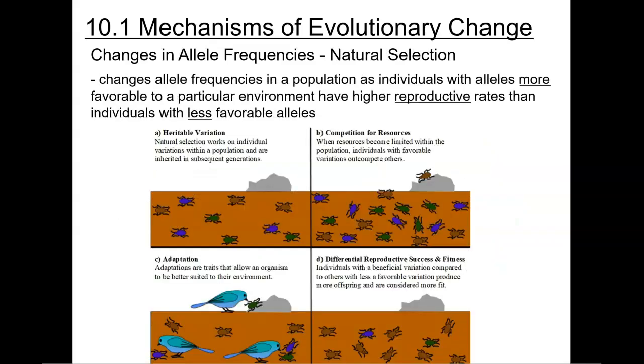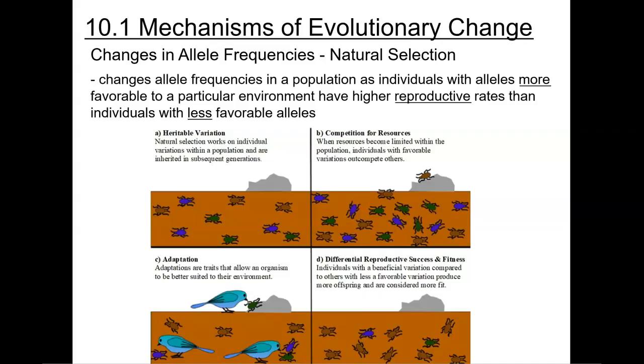Natural selection is changes in allele frequencies in populations as individuals with alleles more favorable to a particular environment have higher reproductive rates than individuals with a less favorable allele. Here you can see the heritable variation of color. We have the brown, we have the green, and we have the bluish purple here.